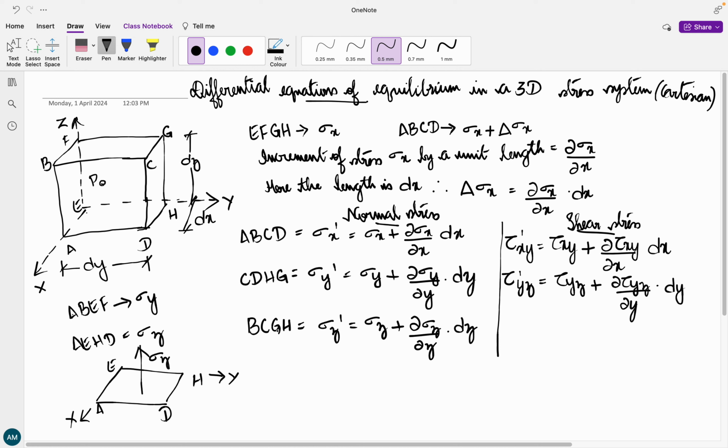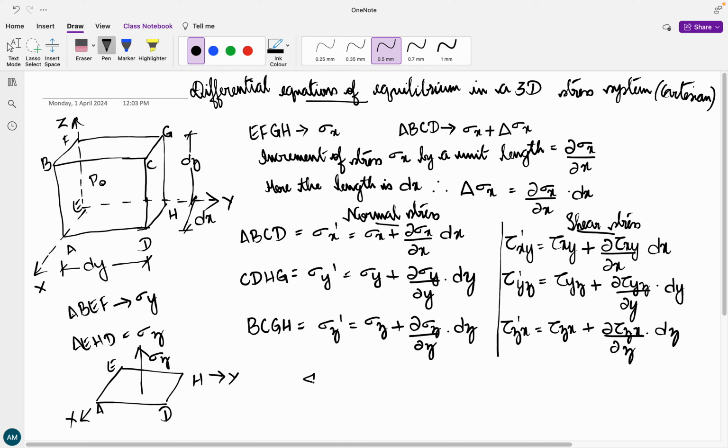Last, BCGH. For this, it is tau zx dash. That is nothing but tau zx plus dou tau zx by dou z, since it is with respect to z, so it is multiplied by dz and the denominator is dou z. Alright, so these are the shear stresses for the respective faces.